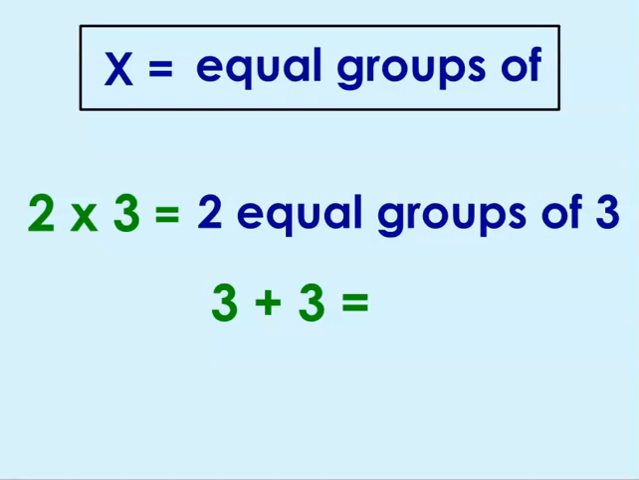You might be thinking, why do I see an adding symbol when we're talking about multiplication? Multiplication means repeated addition. 2 times 3 is the same as 3 plus 3 because 3 plus 3 is just 2 groups of 3 or 2 threes. You might notice this is a doubles addition fact. If you know 3 plus 3, then you know 2 times 3.